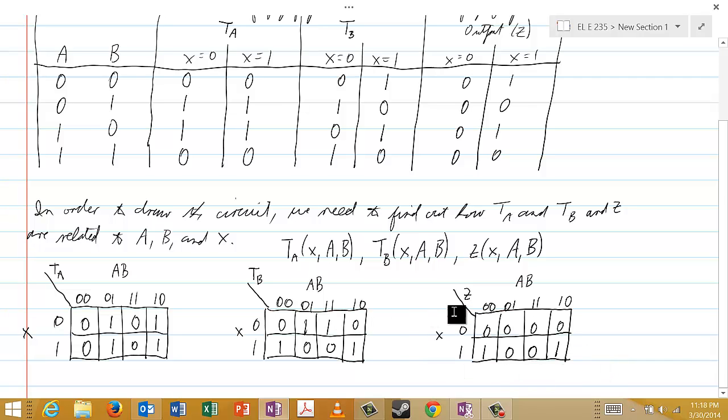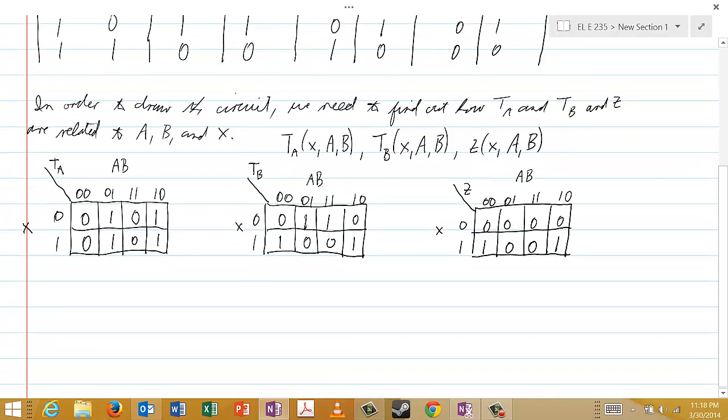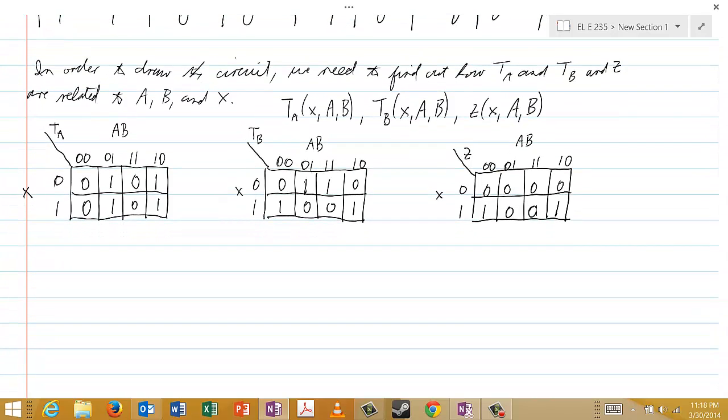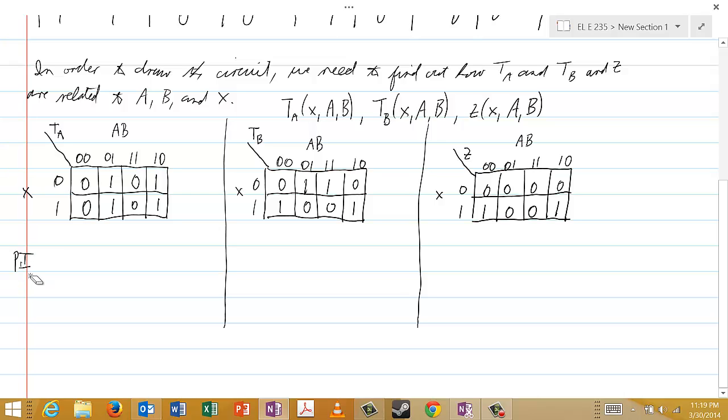So now that we have all of the Karnaugh maps drawn, the Karnaugh map for T sub A, the Karnaugh map for T sub B, and the Karnaugh map for Z, we ought to be able to finish this fairly quickly. So let's make some workspace for this. We'll look for minimal sums in each case.